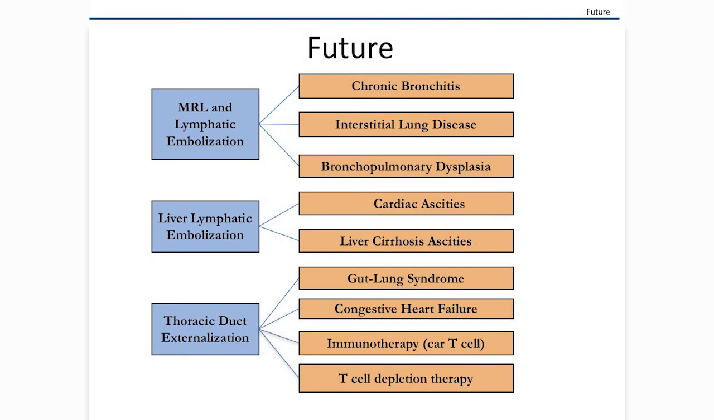So what's the future? The future is tremendous for lymphatic imaging and intervention. We actually can treat very successfully chronic interstitial lung disease in some patients, bronchopulmonary dysplasia, and chronic bronchitis by embolizing the lymphatic pathway. We do extensive work with liver lymphatic embolization, treating protein-losing enteropathy, but also looking into cardiac ascites and liver cirrhosis ascites.